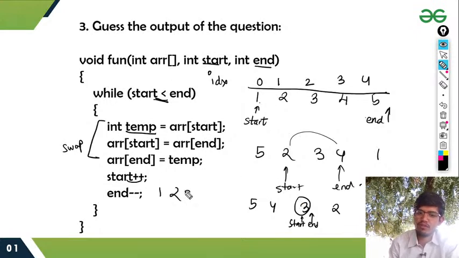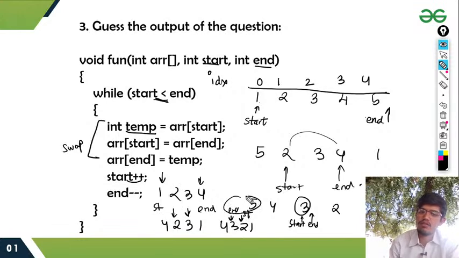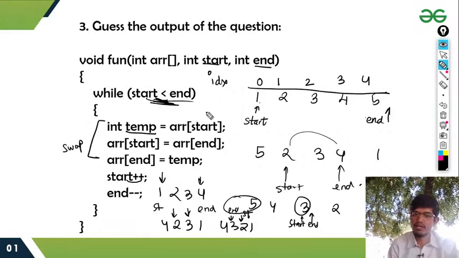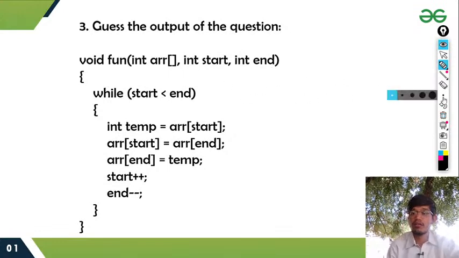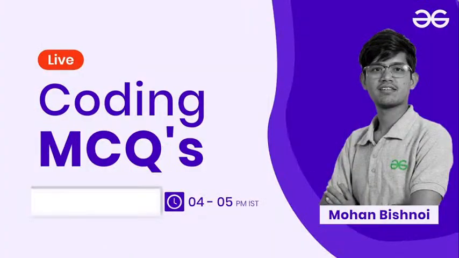Suppose the values were 1 2 3 4, and we try to run this code. You can see we have start here, we have end here, so both will be swapped. Now again start will be here, end will be here, then again they will be swapped with each other, then the end will come here, which means it is crossing the start. So in the next step it will not get into this condition, and the execution will stop. So that is the thing. Now let us try to implement this part in our code.